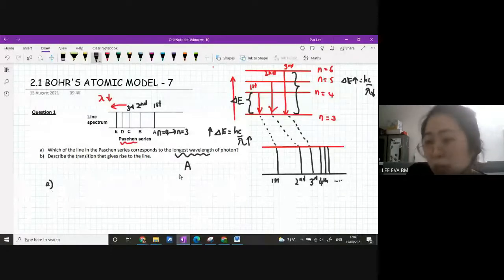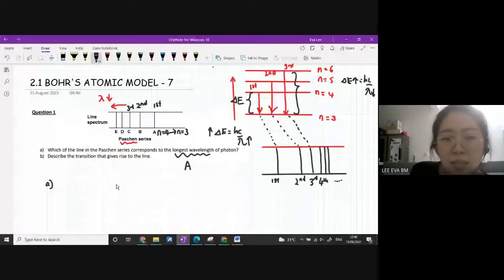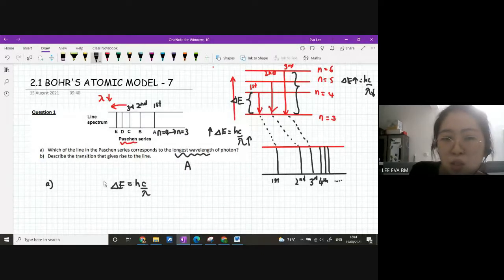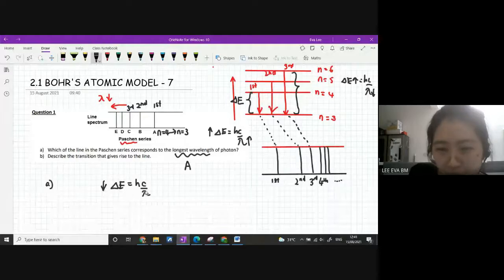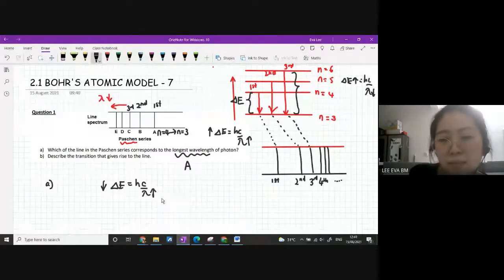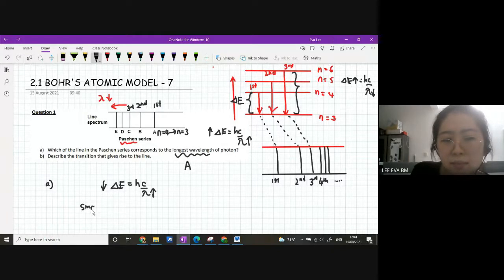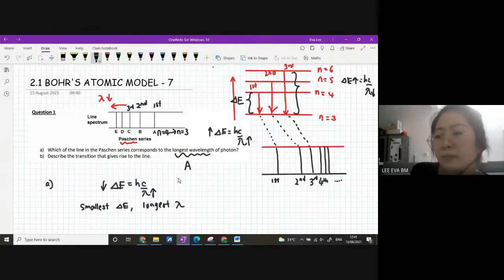In the answer notes also, right? Line A, because the delta E is the smallest, or you can just write down the formula. Smallest energy difference, longest wavelength. If you want to write in a sentence you can, or note it like this, as long as you understand. Smallest delta E, longest wavelength. That is the reason. Smallest or lowest delta E, and then you have the longest wavelength. So line A for your part A answer.